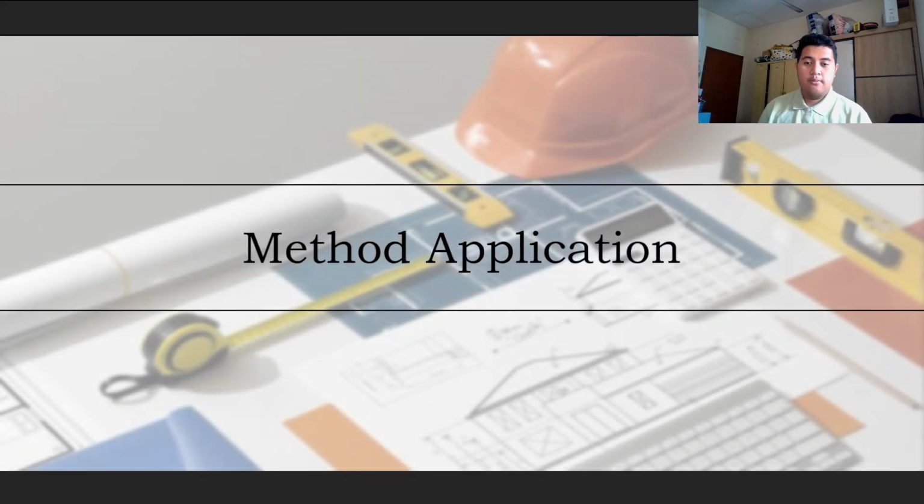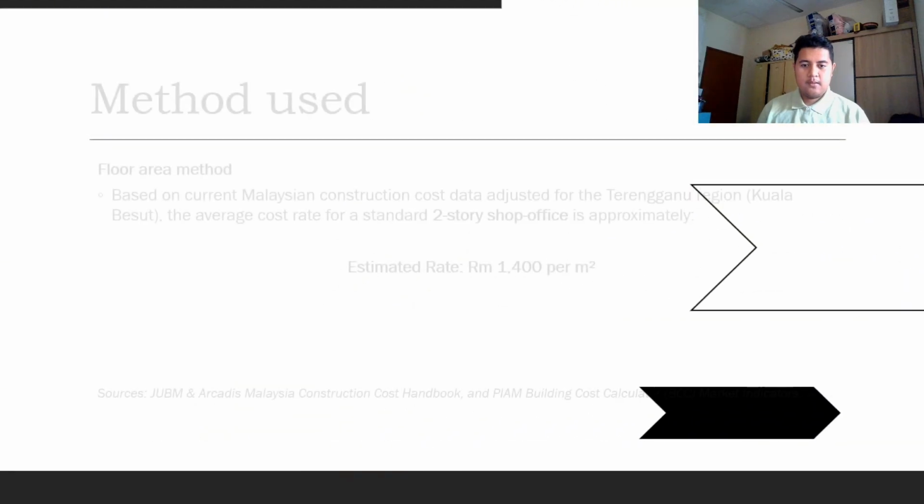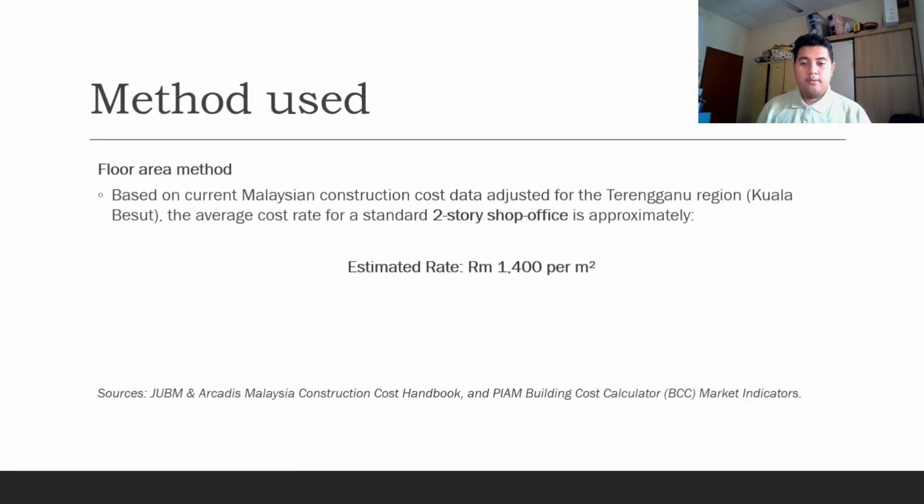Okay, now we move on to the main focus of our presentation, which is the method application for the project that is proposed. The method that we use in this presentation is the floor area method. Based on current Malaysian construction cost data adjusted for the Terengganu region, which is Kuala Besut, where this building is located, the average cost rate for a standard two-story shop office is approximately 1,400 ringgit per meter square. Now let's move on to the detailed calculation.